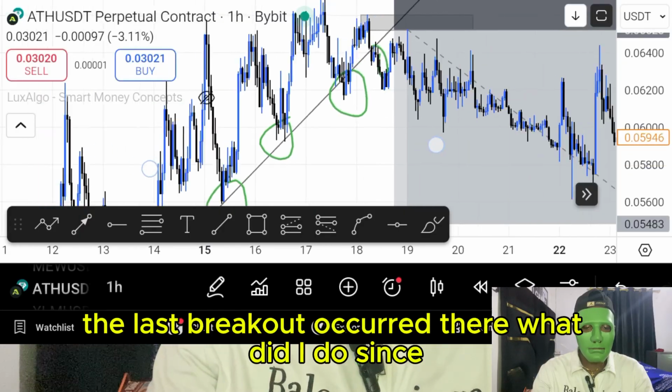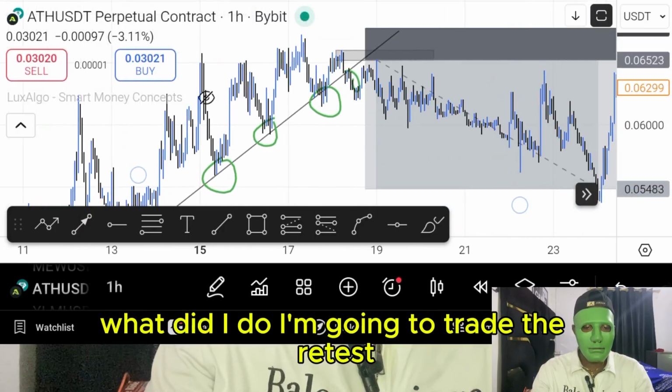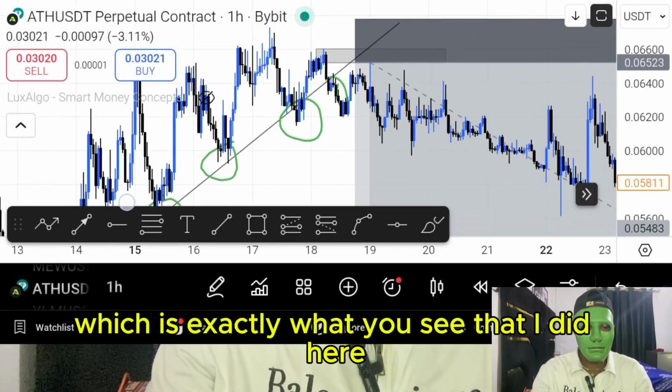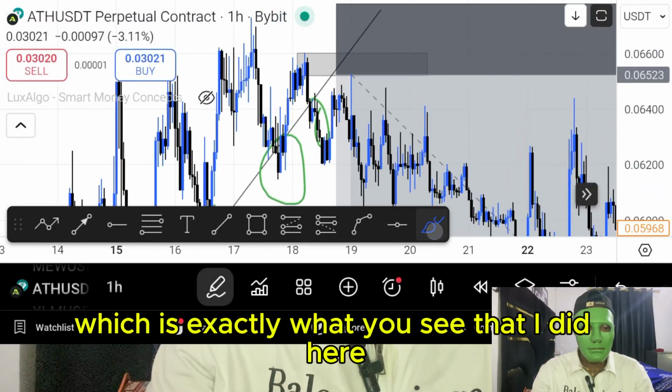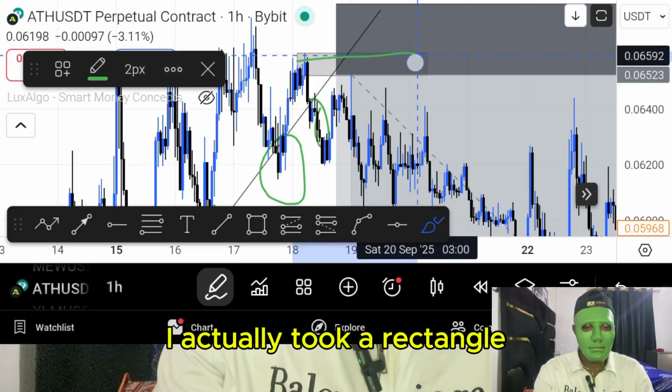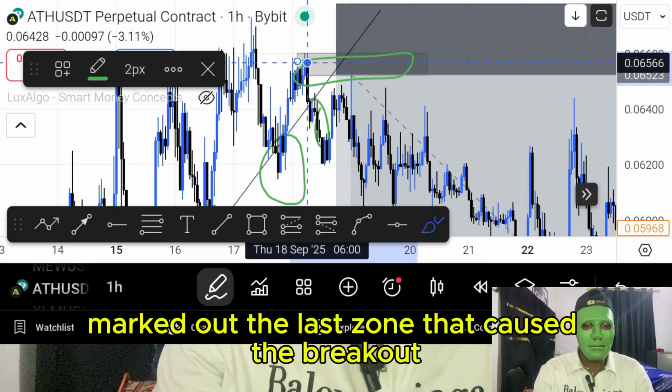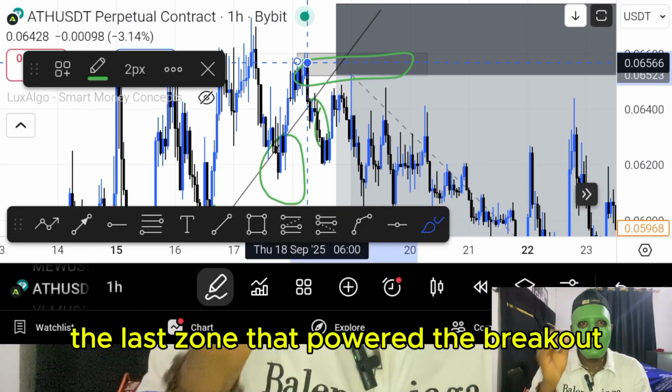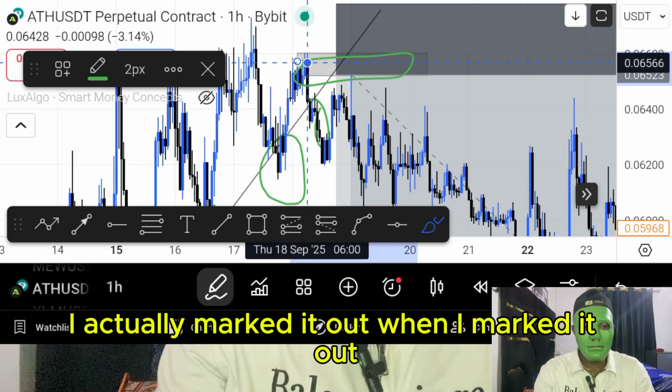And what did I do? Since the last breakout occurred there, I'm going to trade the retest, which is exactly what you see that I did here. I took a rectangle and marked out the last zone that caused the breakout, the last zone that powered the breakout. I mapped it out.